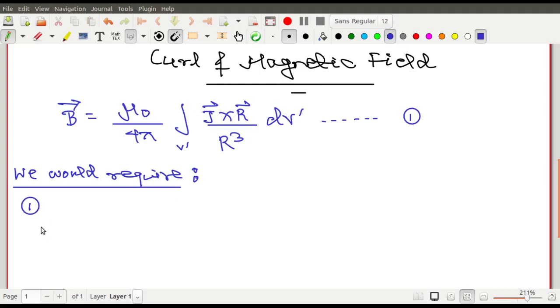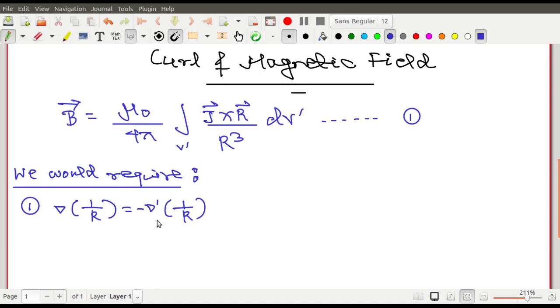So I need that. I need this one: gradient of 1 by r is equal to gradient dashed of 1 by r. If I write it, then there will be a negative sign. So gradient and gradient dashed are connected with a negative sign. Most probably I have done it in your first semester course.